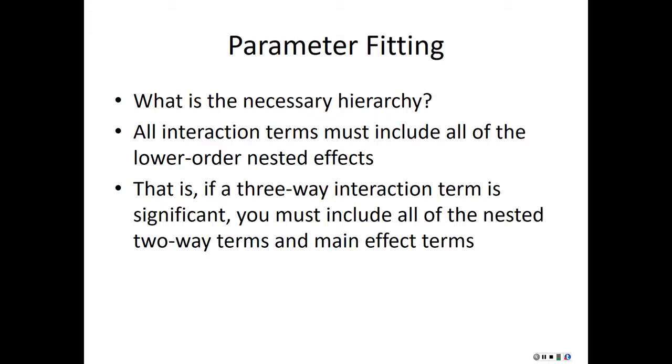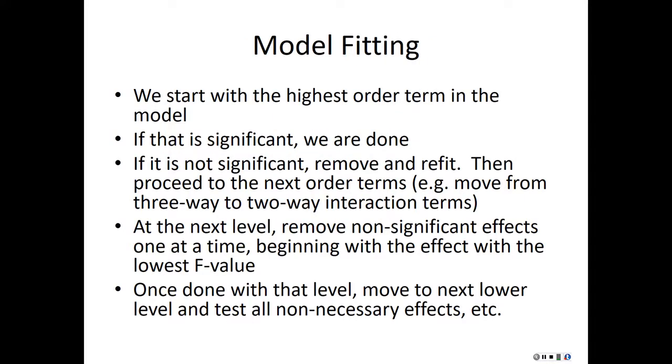So if we have a 3-way interaction term, A, B, and C, we have to have the effects AB, AC, BC, A, B, and C all included in the model, even if they're not significant. So if we have a significant 3-way interaction term, all of those parameters must be nested or included in the model. If we have a 2-way interaction, that means we have to include all of the main effects that are umbrellaed under that. So basically, we have a hierarchy within the nested nature. So we start with the highest order term, and we do model fitting through backward elimination.